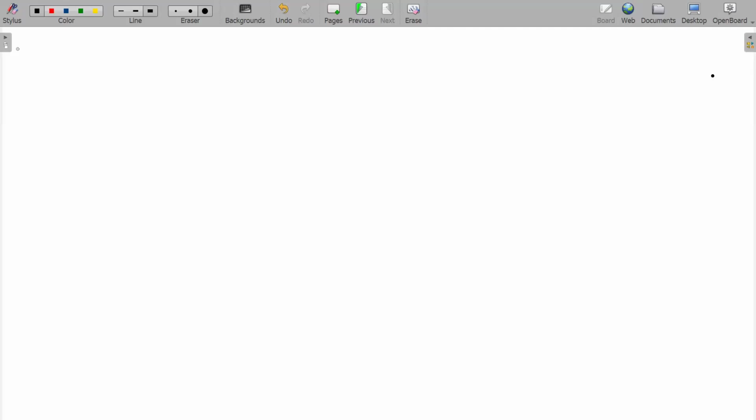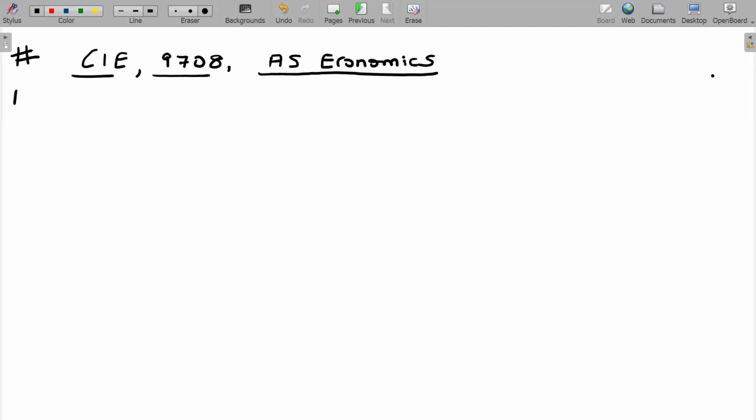I'm just writing the main heading for the sake of clarity. This is Cambridge International Education, 9708 is the course code. We are still on the discussion of the AS topics for the A levels, and we are still exploring the concept of monetary policy.